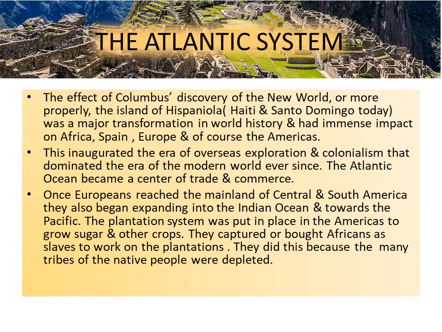Once Europeans reached the mainland of Central and South America, they also began expanding into the Indian Ocean and towards the Pacific. The plantation system was put in place in the Americas to grow sugar and other crops. They captured or bought Africans as slaves on plantations. They did this because the many tribes of the native people were depleted, were killed.